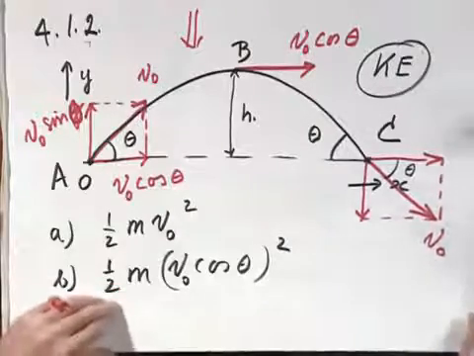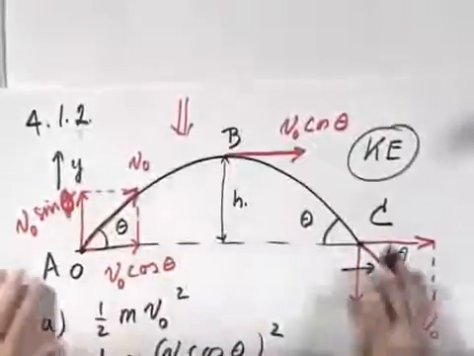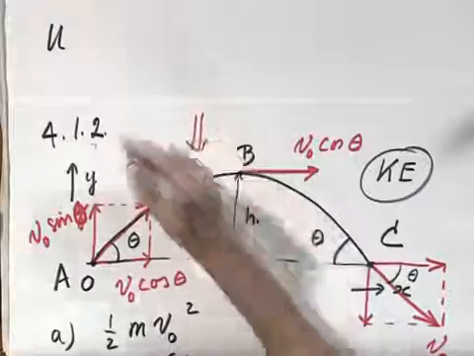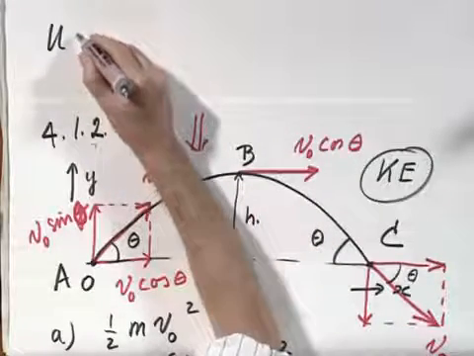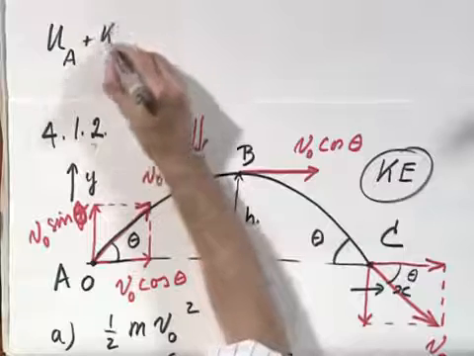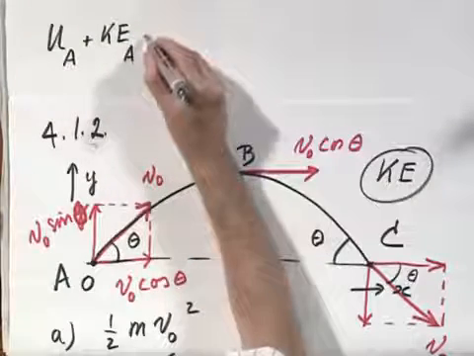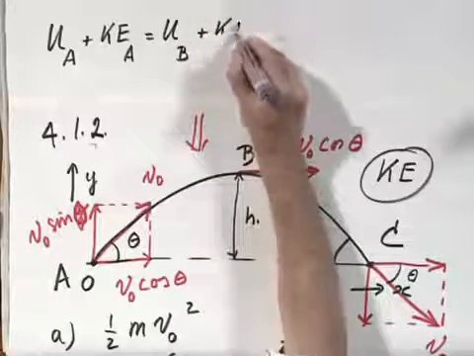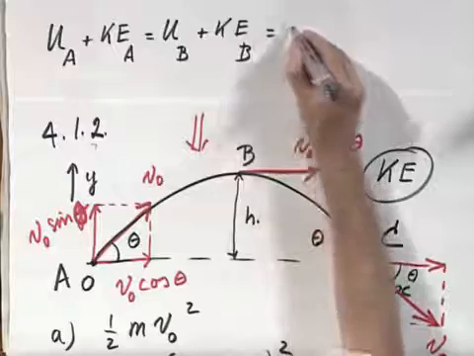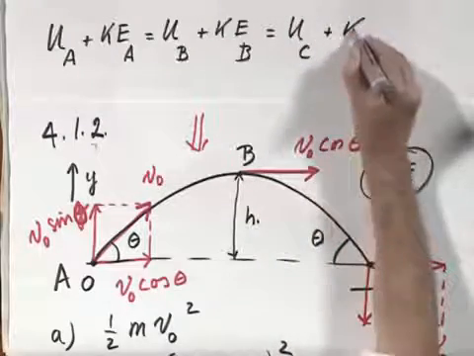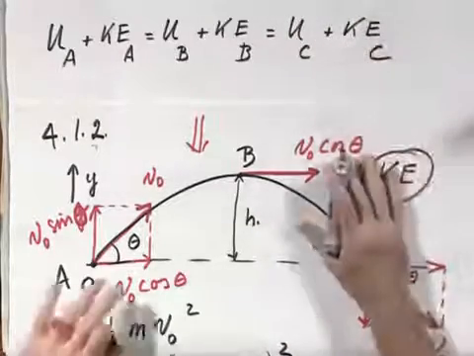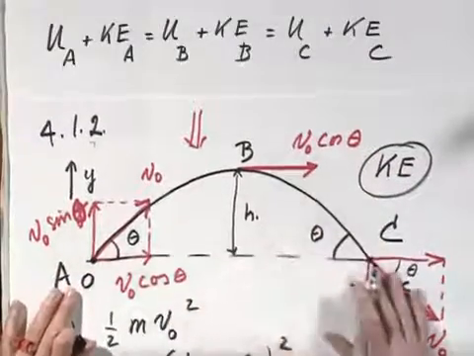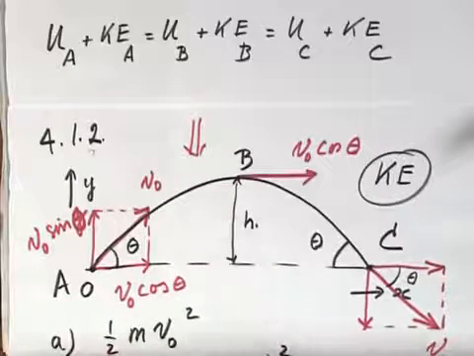We can also look at this from an energy conservation point of view. I could say that the potential energy, in this case due to gravity, at point A plus the kinetic energy at point A would be the potential energy at point B plus the kinetic energy at point B, and that must be the potential energy at point C plus the kinetic energy at point C. And this would be true if there is no loss of energy, if there is no friction, if there is no air drag, nothing, no energy is converted to heat.